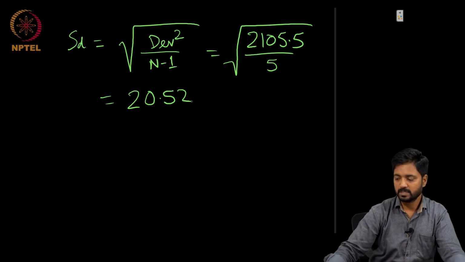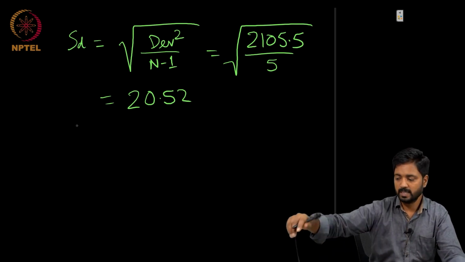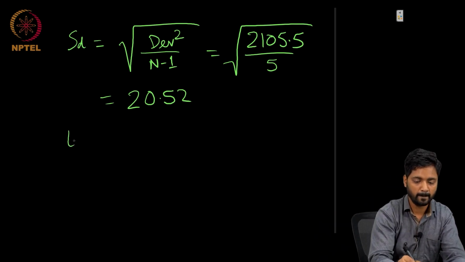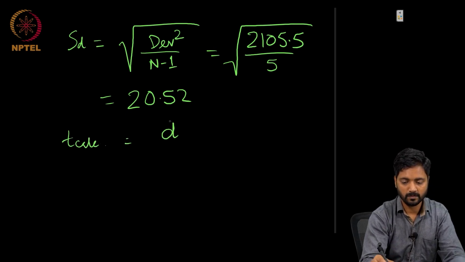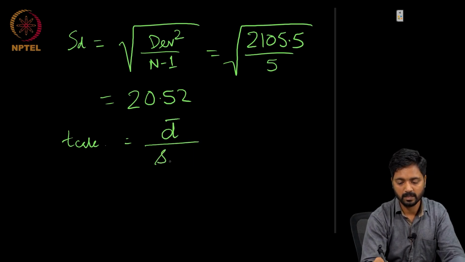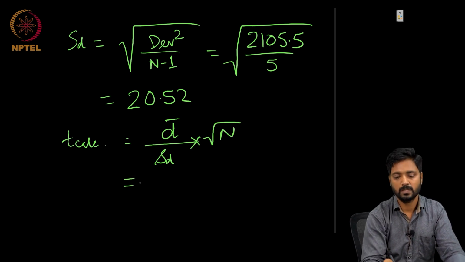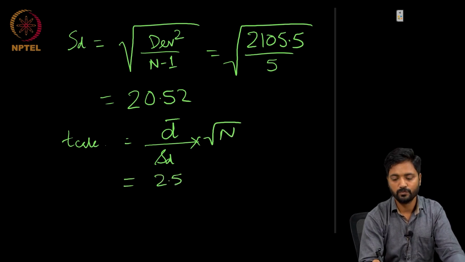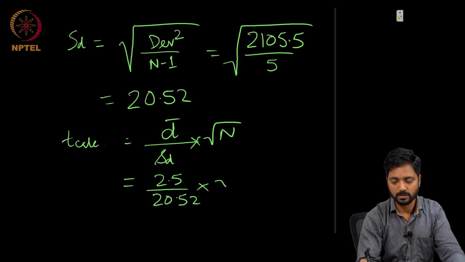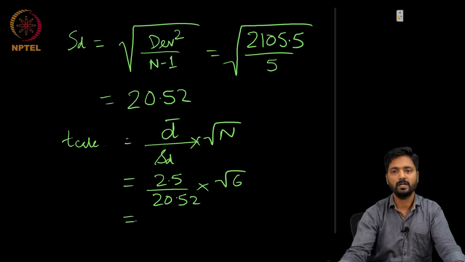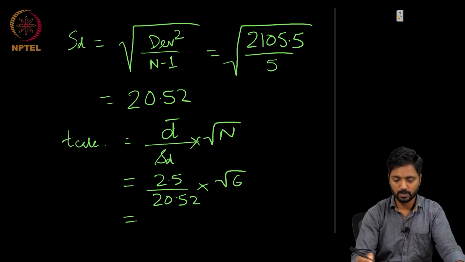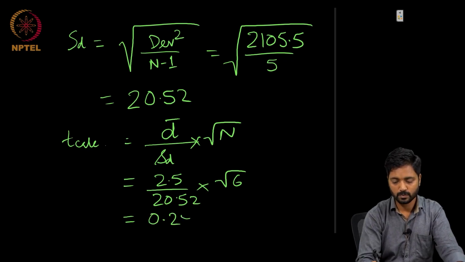With these, let us calculate the T calculated value, which is d bar by SD into root n. Now, d bar is 2.5 divided by 20.52 into square root 6. This upon solving will come out to be 0.298.